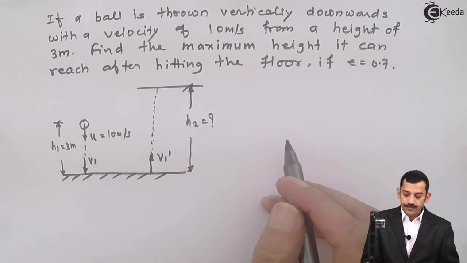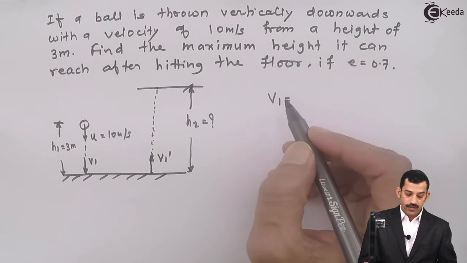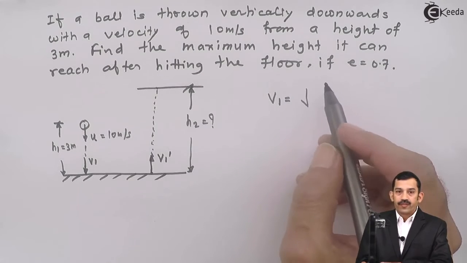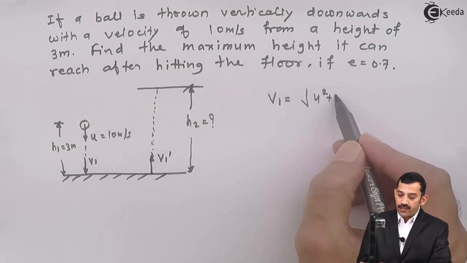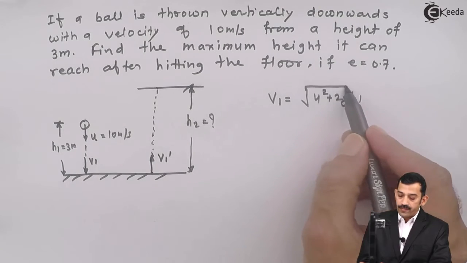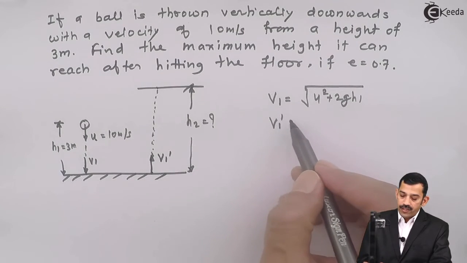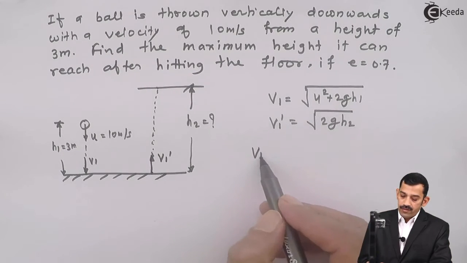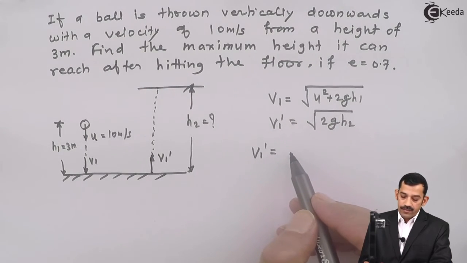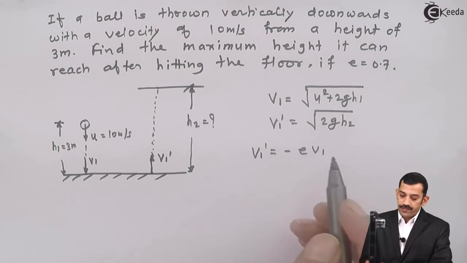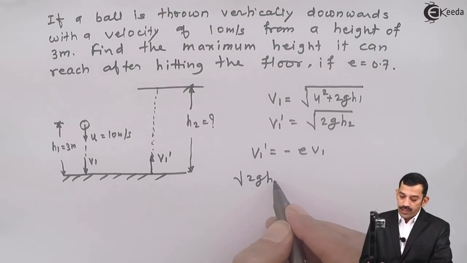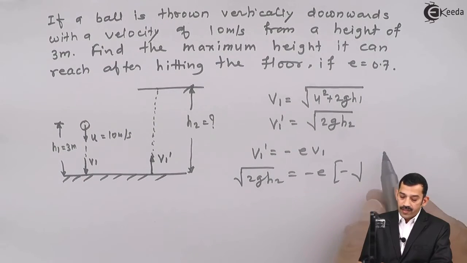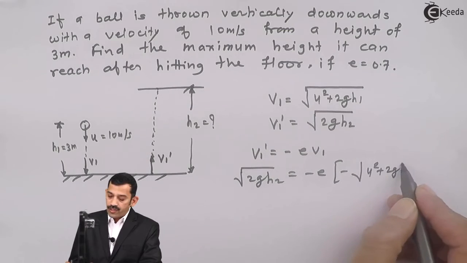Again, what will we get here? v1 is equal to what? v1 is nothing but, as it is thrown initially, the square root of u square plus 2g h1. First relation: v1 dash in terms of h2 is root of 2g h2. Relation between v1 dash and v1 is v1 dash equals minus e v1. So v1 dash is root of 2g h2, equals minus e v1. Downward, we substitute with a minus sign.